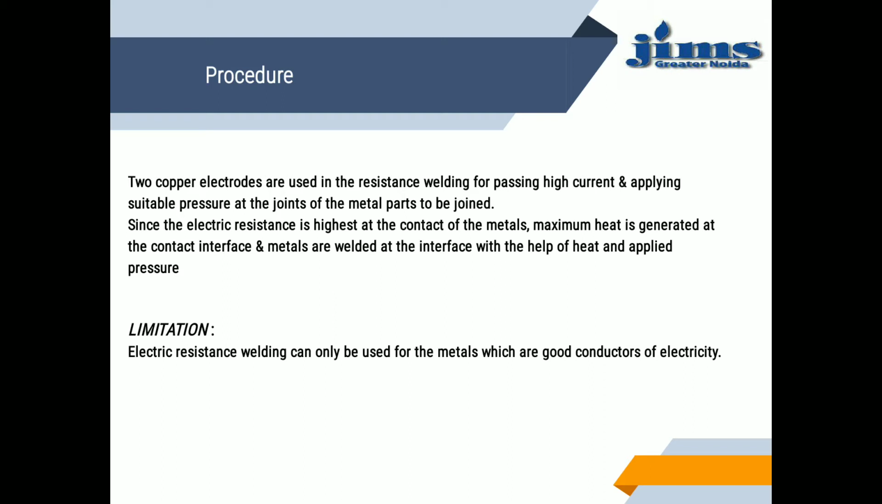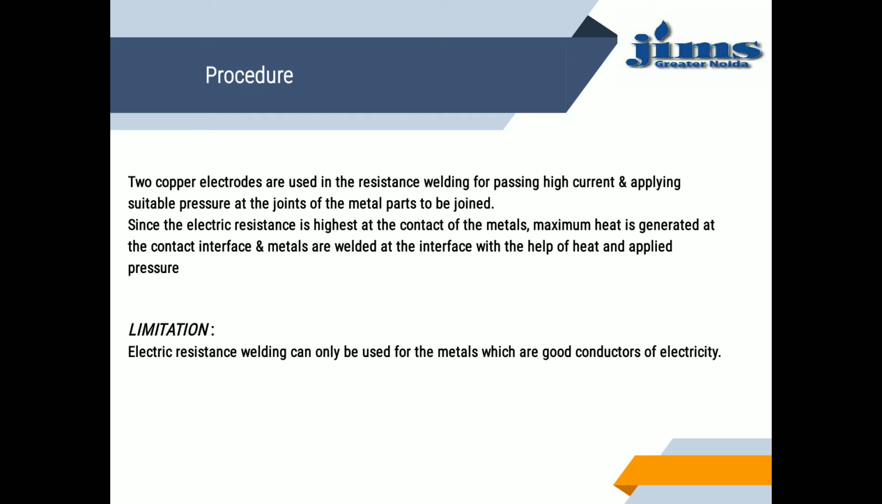So the part or the job is first of all cleaned, and the electrode tip is cleaned. Pressing of the metal sheet is done between the electrodes. Flow of current at low voltage through the metal pieces by means of a transformer is done. In this, current is in the order of 3000 to 10,000 amperes.